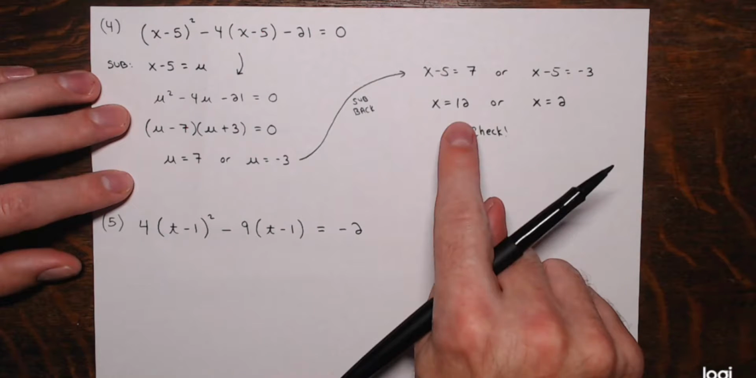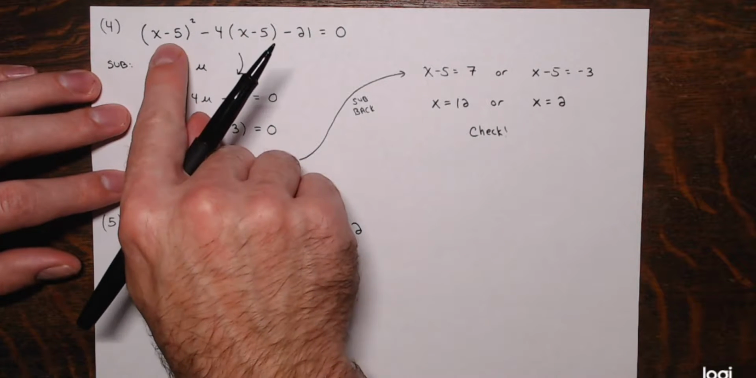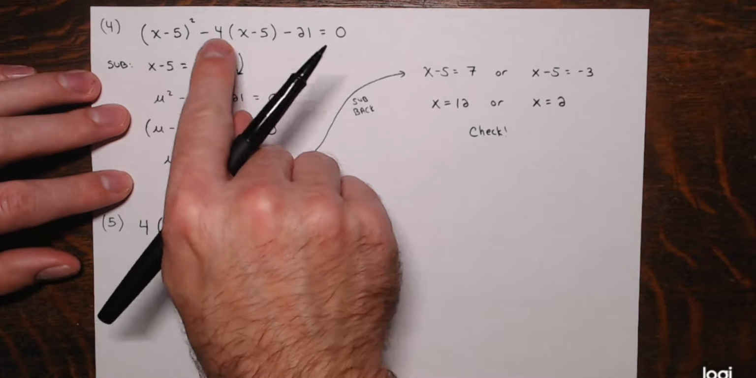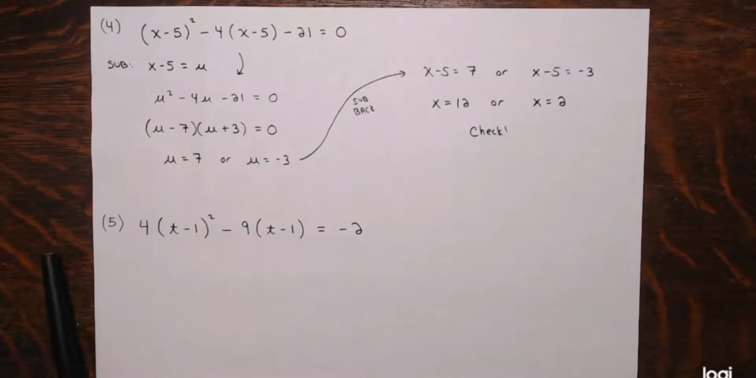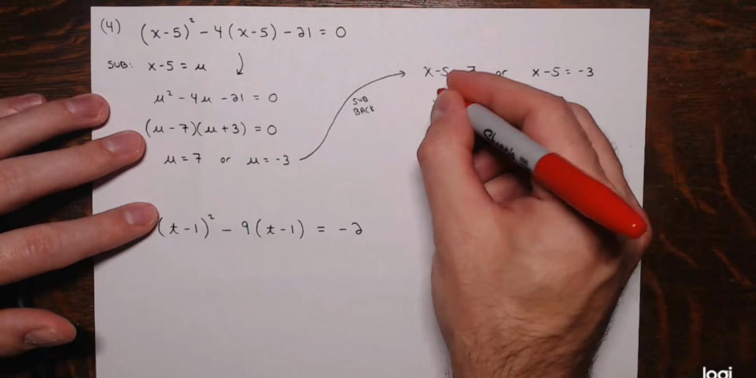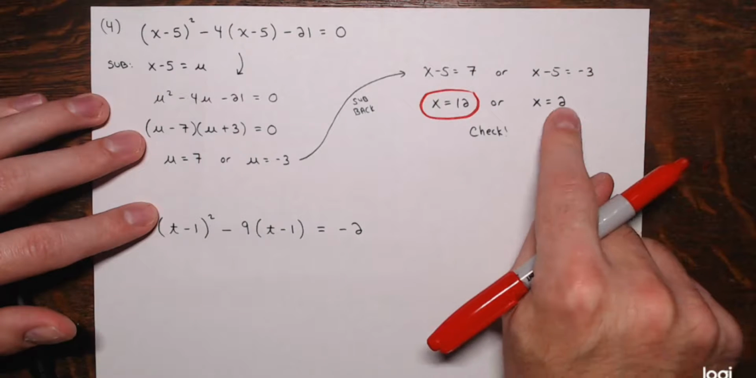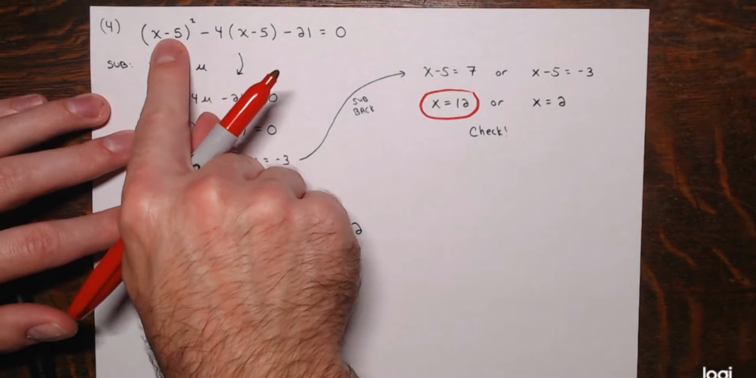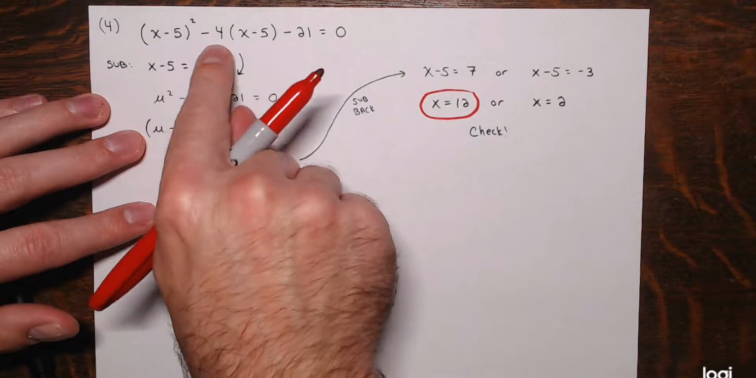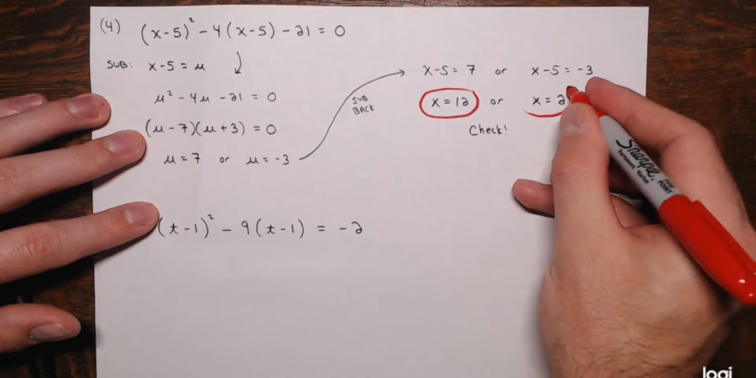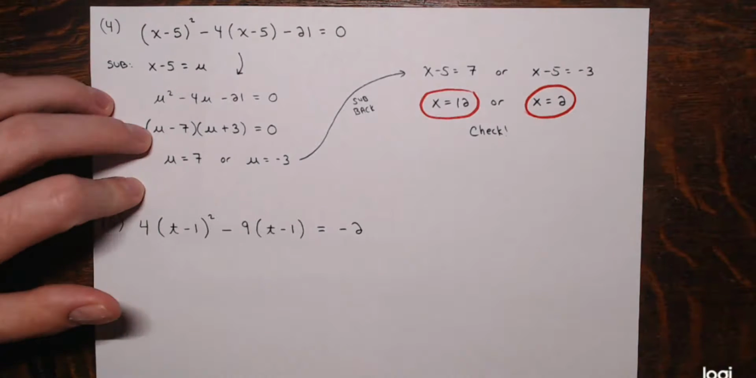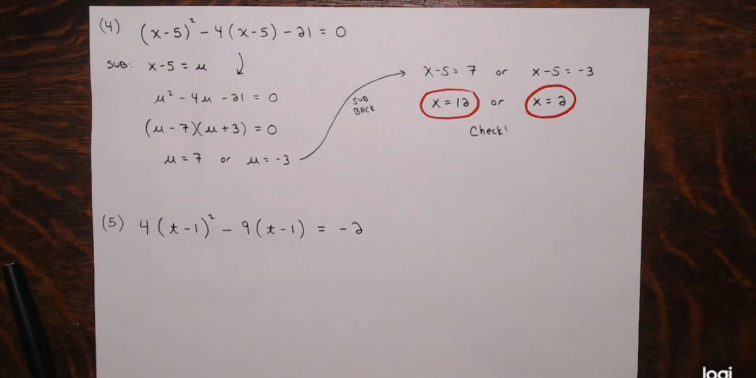So if I use 12 for x, this will be 49 minus 28 minus 21. That's 49 minus 49 equals 0. That works. And if I plug in 2, we'll get 9 plus 12, which is 21 minus 21. 21 minus 21 equals 0. That's true as well. So both of those work, 12 and 2.